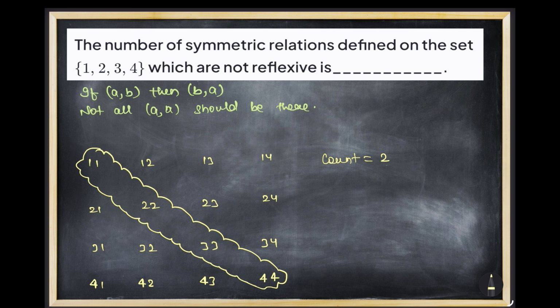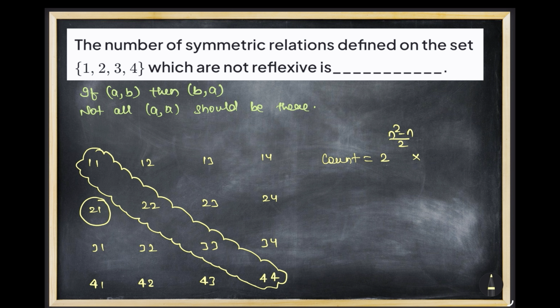So 2 into 2 into 2 into 2, how many times? X times. What is the number x? X is (n square minus n) by 2. Right now n is 4, so later after creating the formula, replace n with 4. Now focus on the lower triangle.